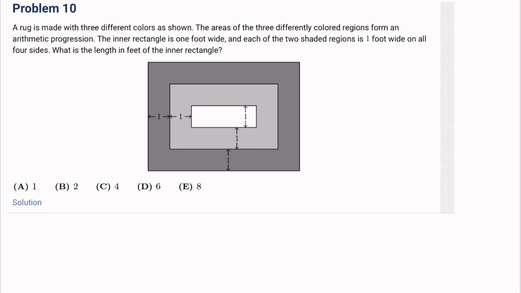A rug is made with 3 different colors as shown. The areas of the 3 differently colored regions form an arithmetic progression. The inner rectangle is 1 foot wide, and each of the 2 shaded regions is 1 foot wide on all 4 sides. What is the length in feet of the inner rectangle?